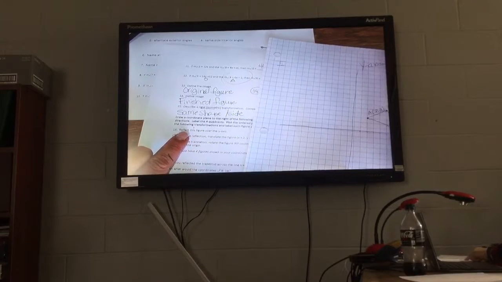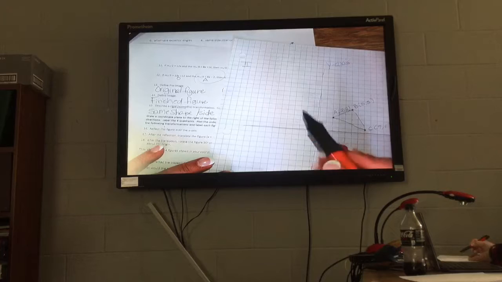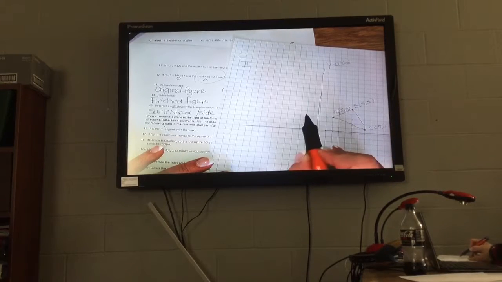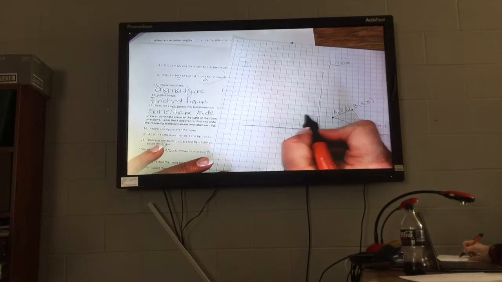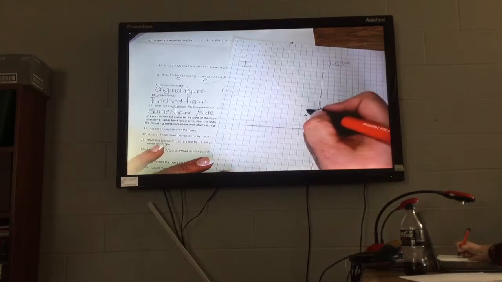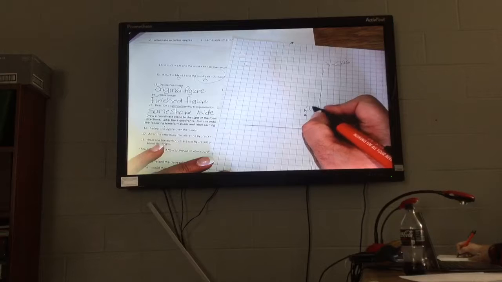Number 16 says reflect over the y-axis. So my y-axis is here. Reflection means if this is the line of reflection, if it's 2 this way, it's 2 that way. So if it's 1, 2 to the line of reflection, it's 1, 2 away. So that makes this A prime. The ordered pair is negative 2, positive 3.